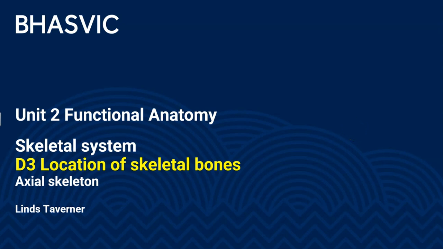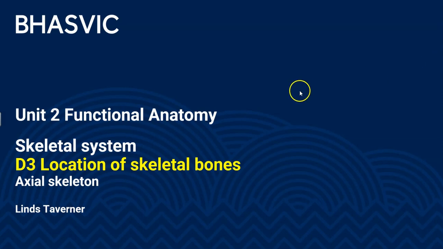Hello, this BTEC Sport and Exercise Science video is focused on Unit 2 Functional Anatomy. Now we're looking at the skeletal system, and specifically within that system we're looking at D3, the location of skeletal bones. Now your skeleton is actually divided up into two sections or two areas. This is the first of two videos looking at one of those areas, the axial skeleton.